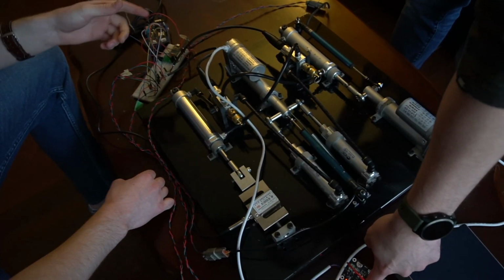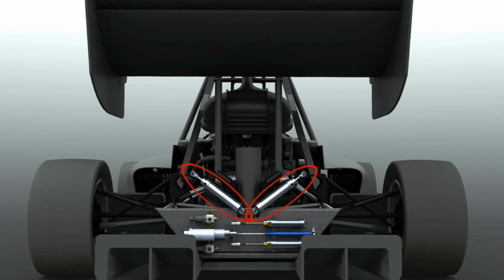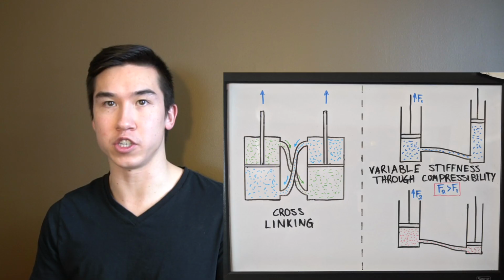We've implemented a pneumatic solution for this project. There's a dual acting cylinder for each wheel, shown here and here. Linking the top of one cylinder to the bottom of the other allows for force transfer during roll while ensuring no effects on bump, as demonstrated in the flow diagram on the right.